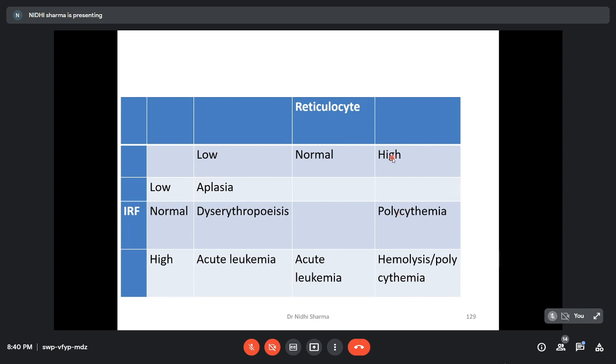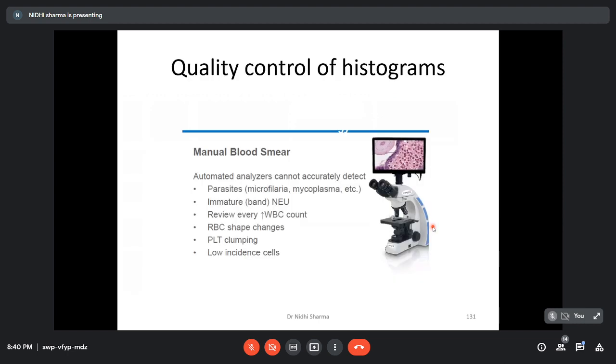Whereas in polycythemia, there would be a high retic and a high IRF, which is not needed. That means the bone marrow has gone out of control, and it is still producing immature retics, which is not needed. So you are dealing with a malignant kind of condition called polycythemia. These are the kinds of histograms that we have dealt with.